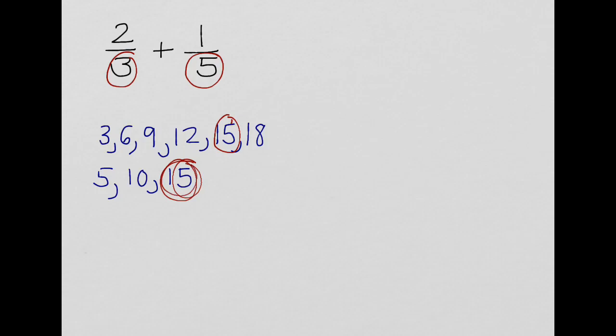a multiple that is in both sets or in both lists, and it's the lowest multiple. So my lowest common multiple for both of these numbers is 15.